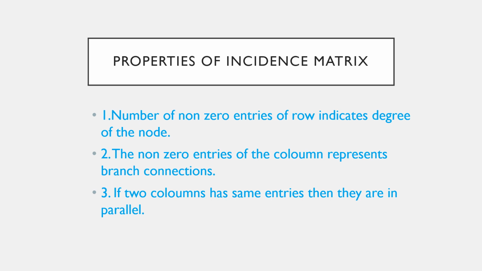So let me explain once again. There are three properties of the incidence matrix. One is that the number of non-zero entries of a row indicates the degree of the node, and the second is that the non-zero entries of a column represent branch connections. And the third is that if two columns have the same entries, then they are in parallel.